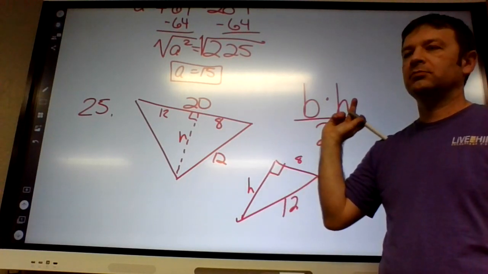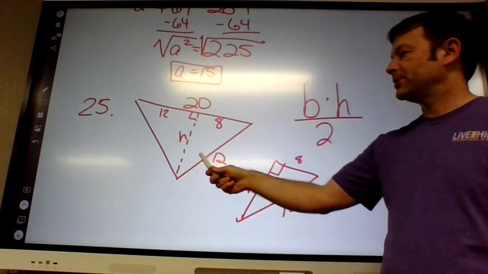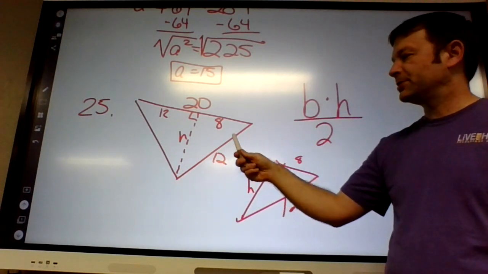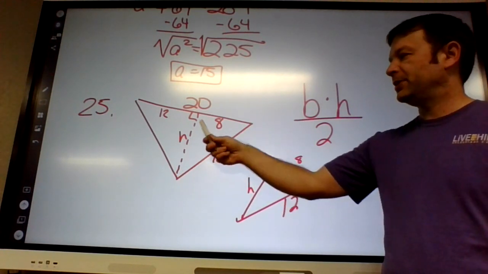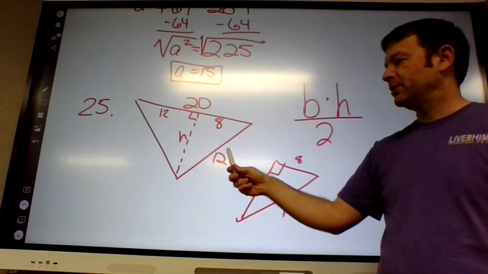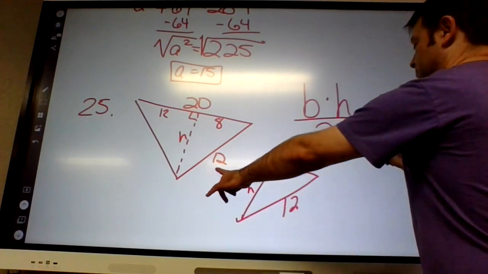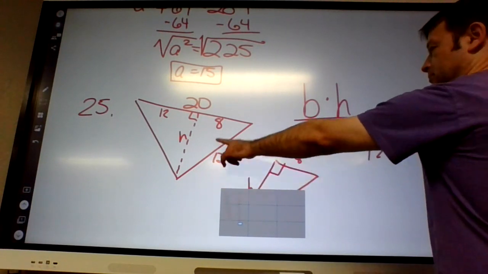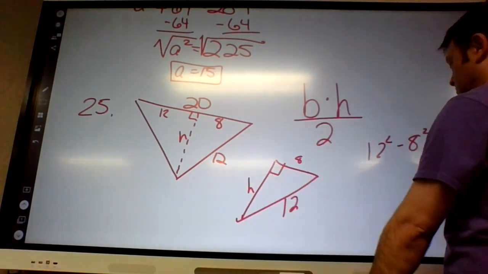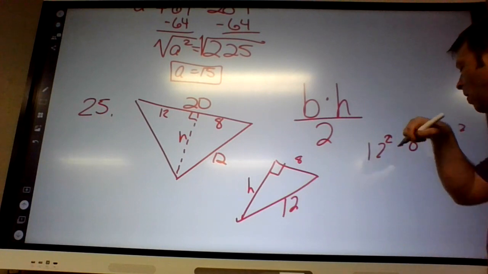I'll do 12 squared. Okay, she's gonna go backward. So yeah, the hypotenuse is 12. So either these two add up to 12, or you can subtract from 12. So go ahead and say it. 12 squared minus 8 squared equals H squared.